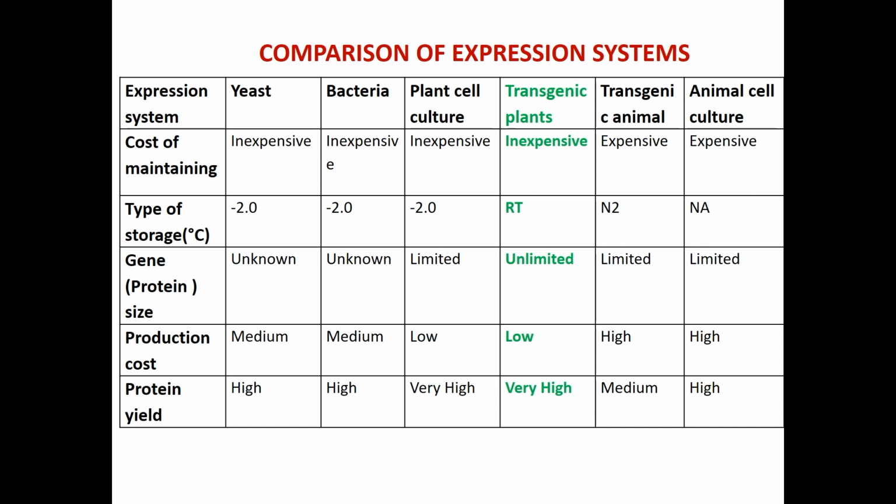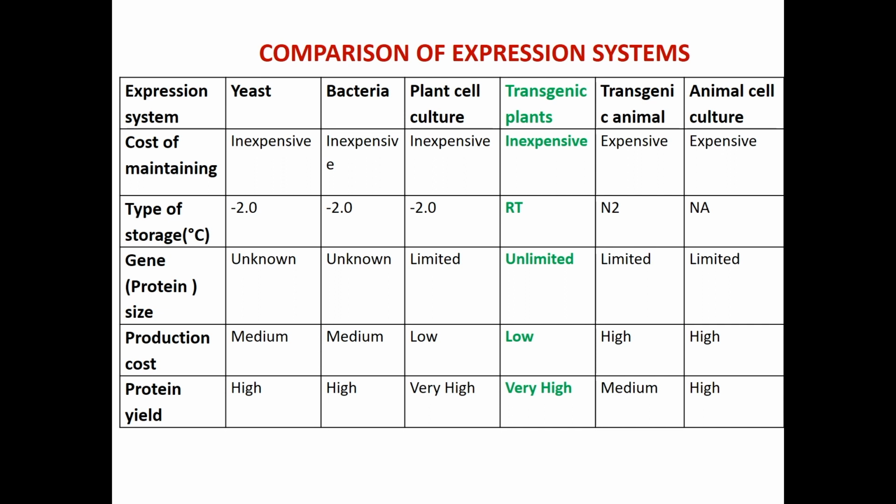When it comes to transgenic plants, the cost of maintenance is inexpensive, because you can plant it in an open environment or in a glasshouse or polyhouse. So that is very easy and inexpensive. And storage is not required for a plant crop.